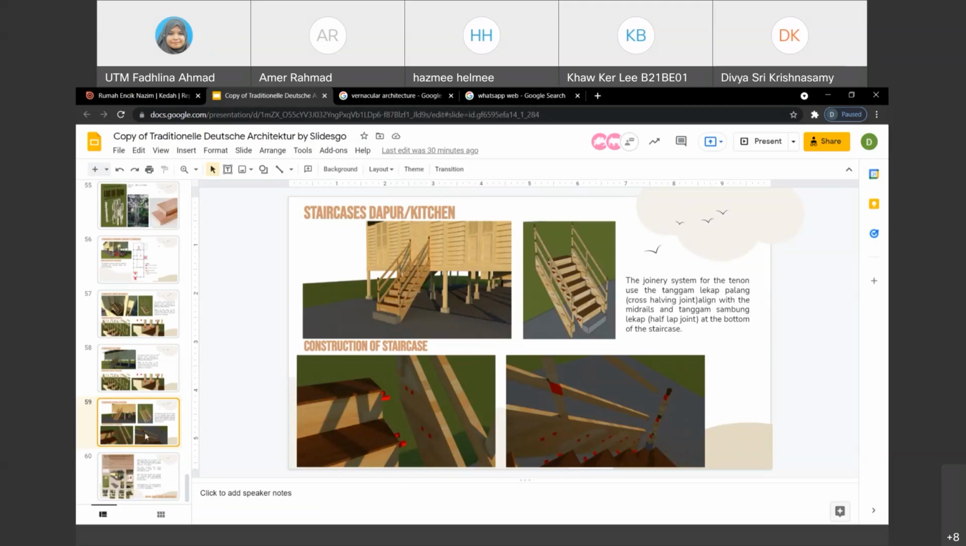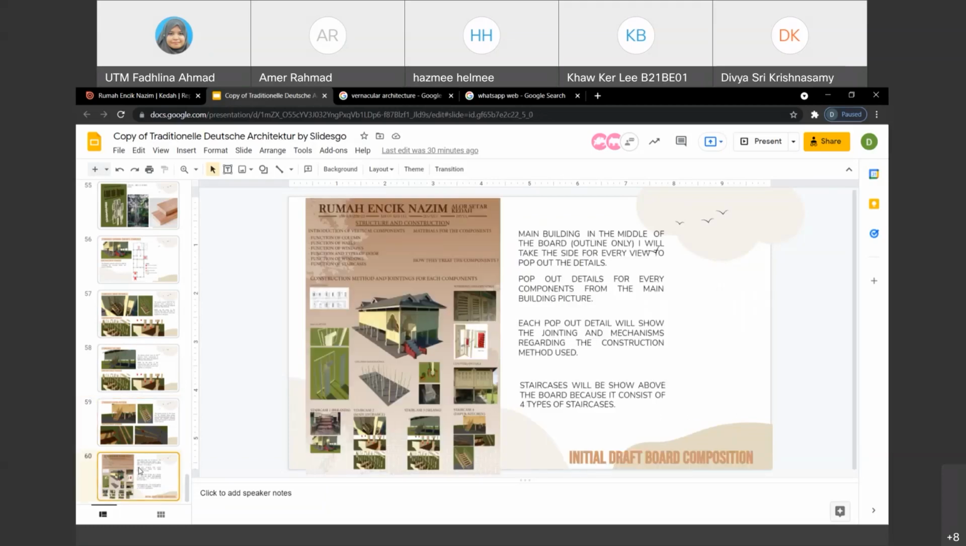For my last slide, which is the overall of my presentation board, in the middle of the board I'm not going to put the 3D perspective. I'm only putting the part that I'm going to emphasize, which is the walls and also the doors, because I'm covering the vertical components, which are the doors, windows, louvers, and also columns.